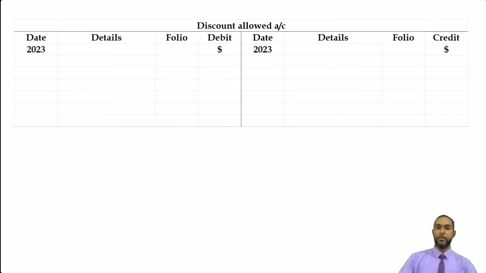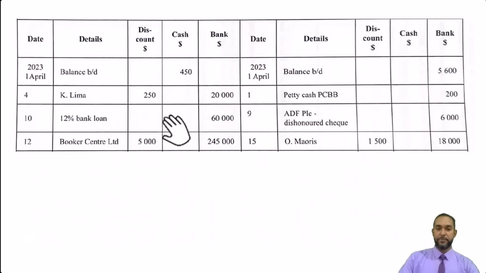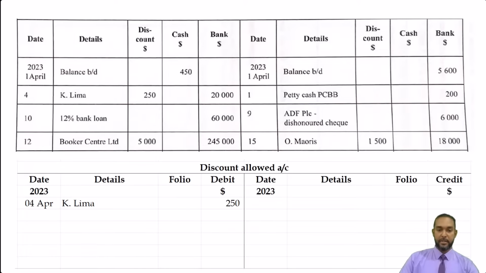Okay, let's take a look at the very last part here now. The last thing they want us to do is draw the discount allowed account. So we have a little version down here. I did my own version. Let me go back up to the cash book. Okay, so discount allowed will be found on the debit side because we allow discount to our clients. So we have 250 and 5,000. Those will both go on the debit side, right? K Lima 250, and then we have Booker Center 5,000.